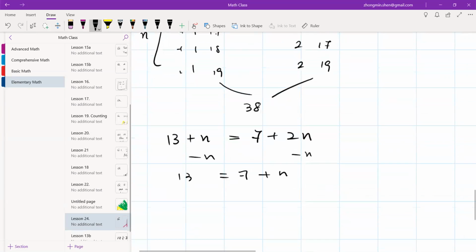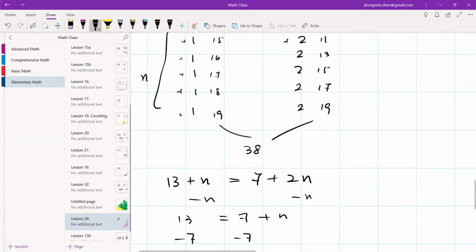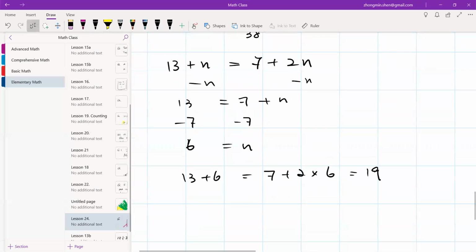Then you subtract 7 from both sides. So you get 6. So n is 6. After 6 boys are added, the total number of students, just add them together: 13 plus 6 equals 19, and 7 plus 2 times 6 is still 19. Then 19 plus 19, you get 38 students. So that is another way to solve the problem.